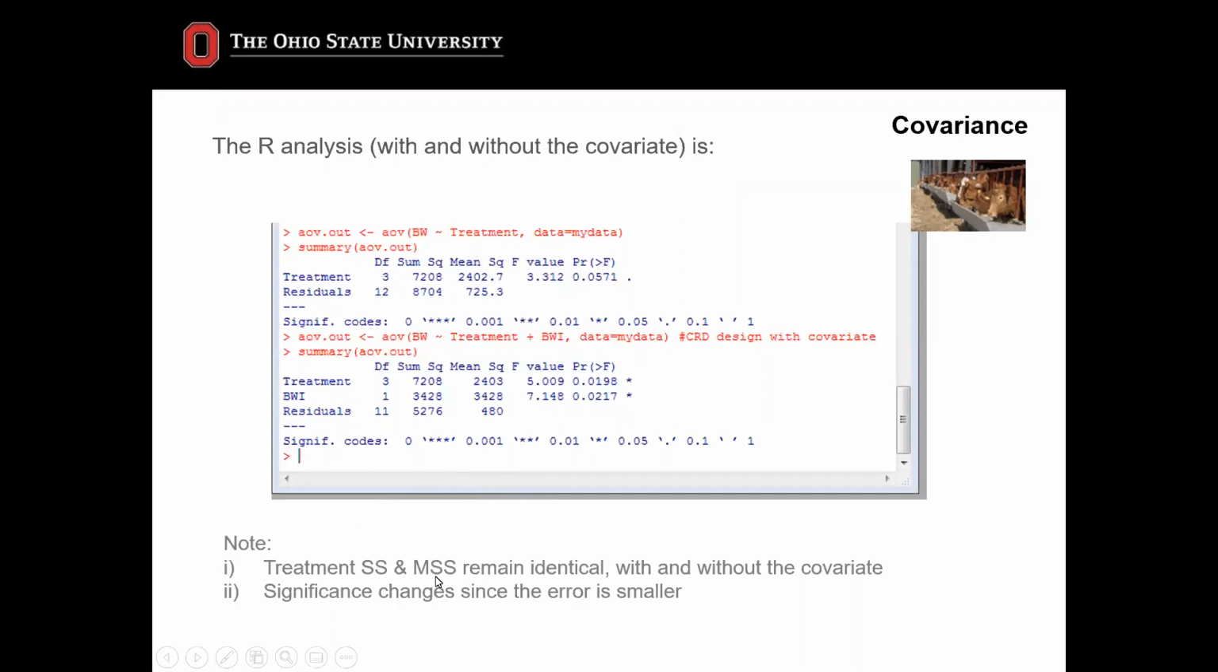So notes: treatment sum of squares and mean square are identical with and without the covariate in this case, specifically because the weights had been balanced across the treatments. And significant changes, we now have a significant result because the error is smaller.